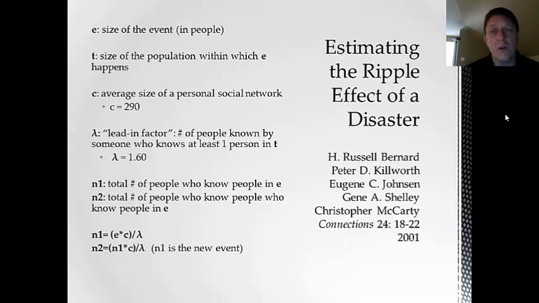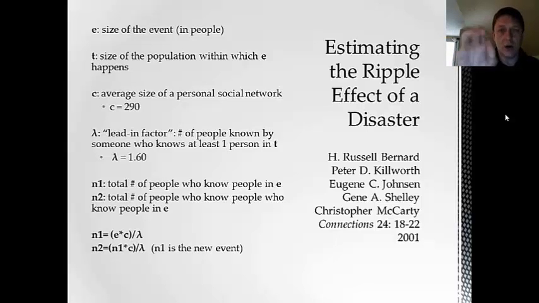That's what Bernard, Kilworth, Johnson, Shelley, and McCarty are talking about. They say all you need to know are a few things. You have to know the size of the event, the number of people that were in the event that happened. You have to know the size of the population around you, like the size of the country within which the event happens. You have to know how many people a typical person knows.